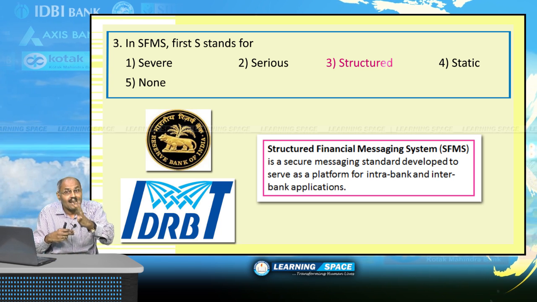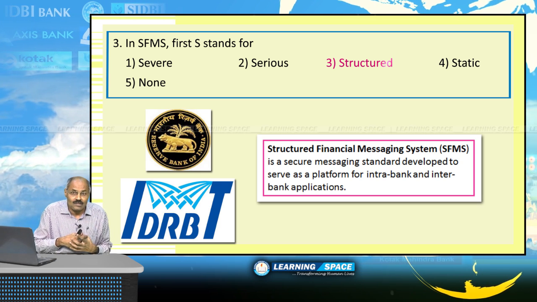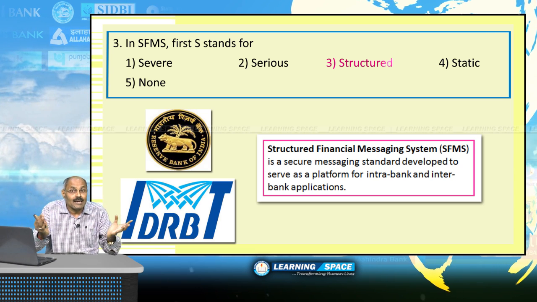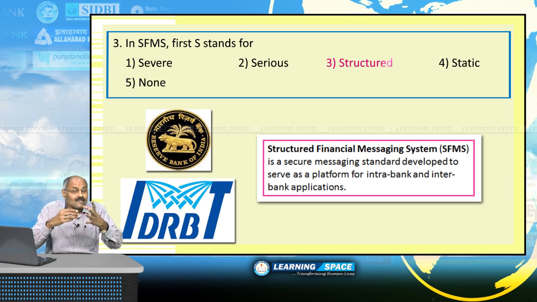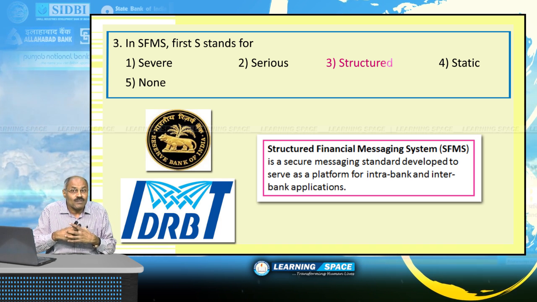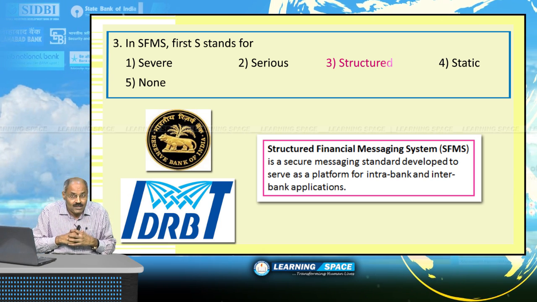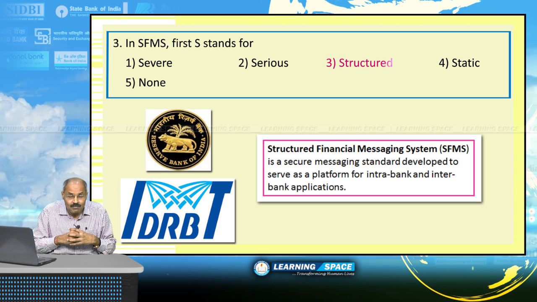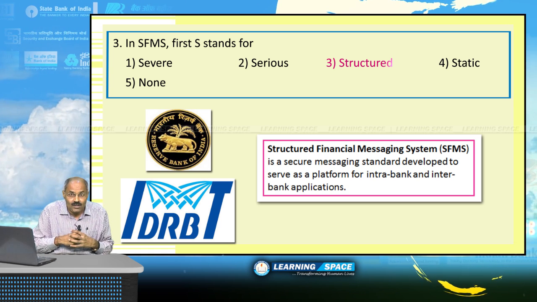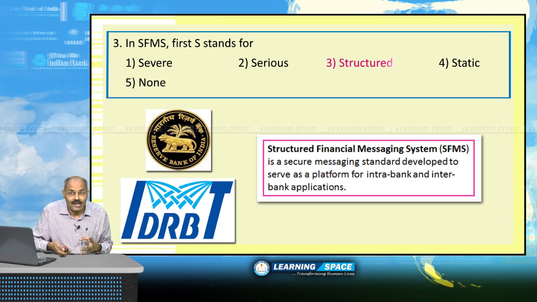So, there is a standard communication developed by IDRBT, and this was developed in the year 2001. This is the standard protocol for interbank and intra-bank messages within the country. SFMS is within the country, SWIFT is for international messages. SWIFT is headquartered in Belgium, it is for international messages, and SFMS is for within the country. Please don't forget.